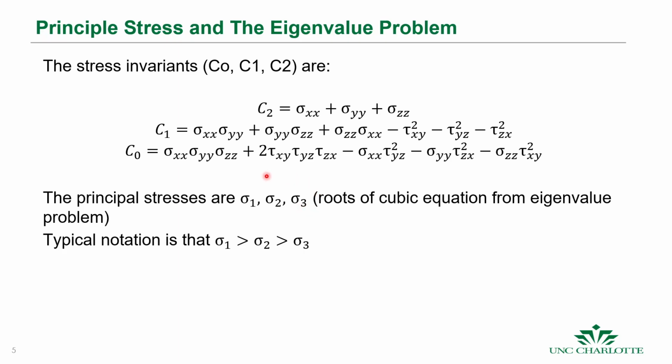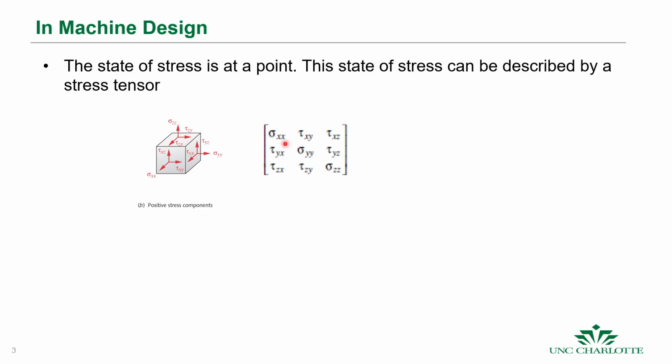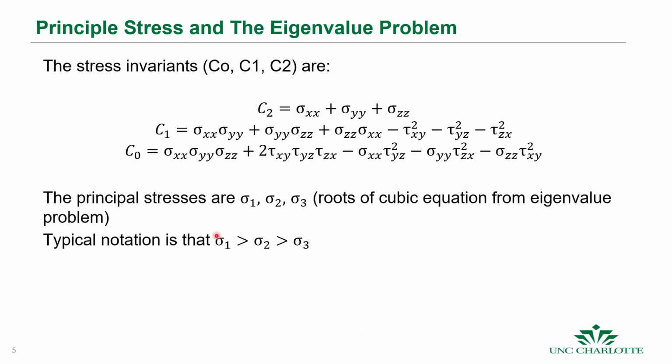What's important to note is that we have this three-dimensional state of stress represented by this stress tensor here, and going through this process we can find the principal stresses. We have easier ways to do that for plane stress. We can use Mohr's circle, and we'll talk about that in the next lecture. The typical notation is that sigma 1 is always greater than sigma 2, which is always greater than sigma 3. Okay, and in plane stress, often one of these principal stresses is 0. So we can treat it like that.